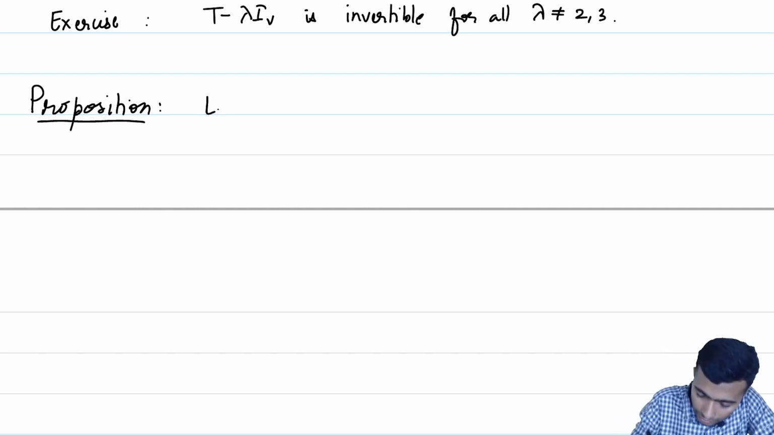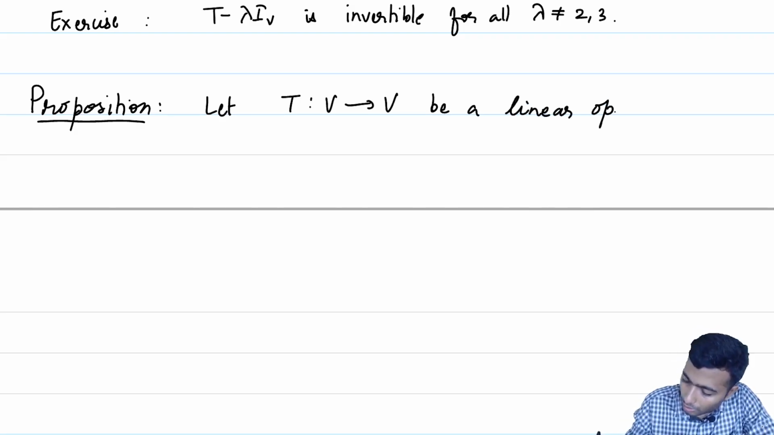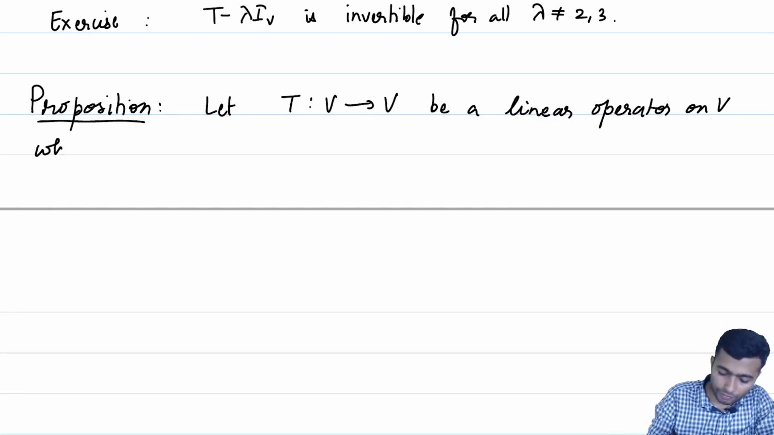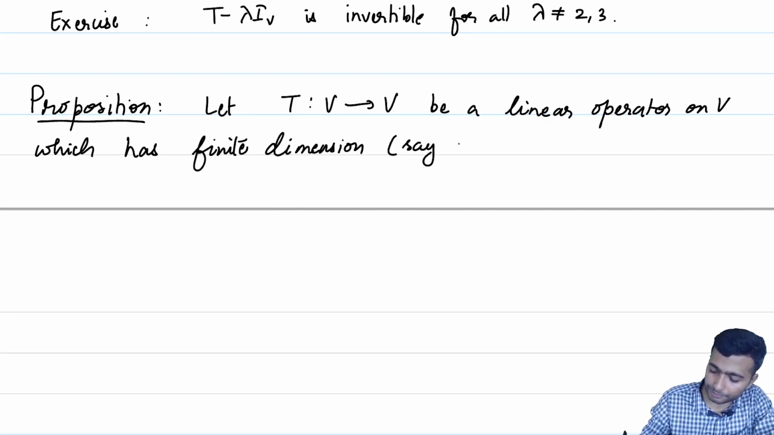So, let us start with a linear map from V to itself. So, let T from V to V be a linear transform, a linear operator on V, which is of dimension n, let us say, which has finite dimension. Let us say n.